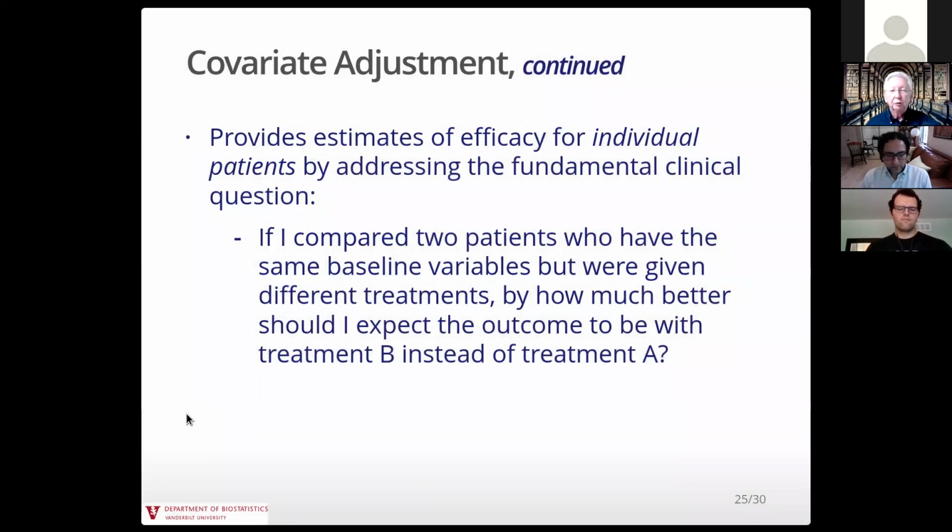The other beautiful thing about covariate adjustment is we talk about precision and personalized medicine all the time, but we don't do the simple things necessary to bring it to life. So the simplest thing you can do with precision medicine is to recognize that different patients have different tendencies to have the outcome, and you can provide estimates of efficacy for individual patients by addressing this.